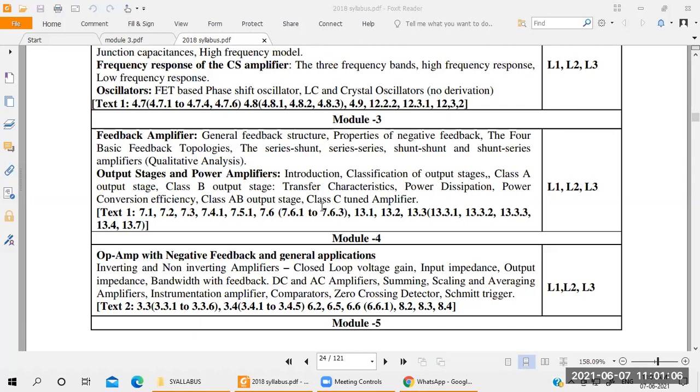So in that, we already discussed that there are 5 classifications of power amplifier. Which are those? Class A, Class B, Class C, Class AB, then Class D. These are the 5 different types of amplifiers. Understood? Class A, Class B, Class C, Class AB, and Class D.